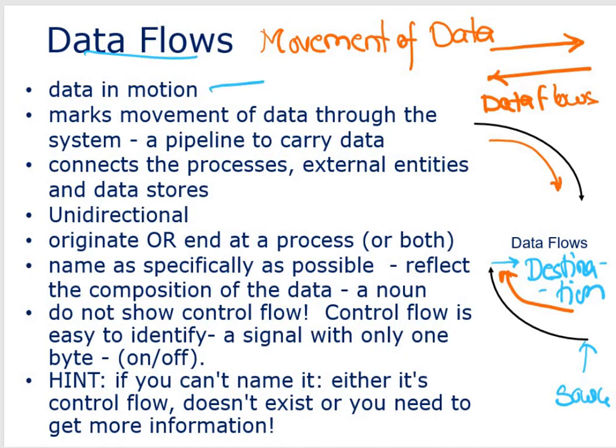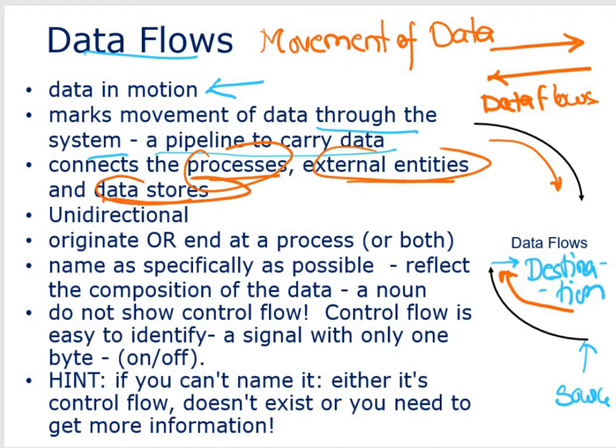Data flow is like talking about data in motion. It marks movement of data through the system, and we have a pipeline to carry this data. It connects the processes, the external entities, and your data stores. So all three items are connected using these data flows. In this, we will be using unidirectional arrows, so the data flow will be unidirectional.